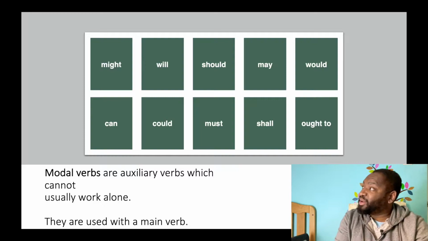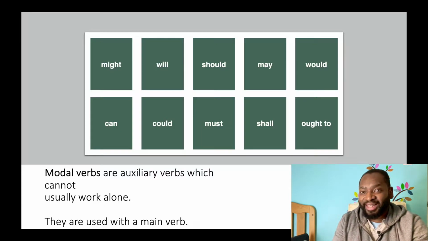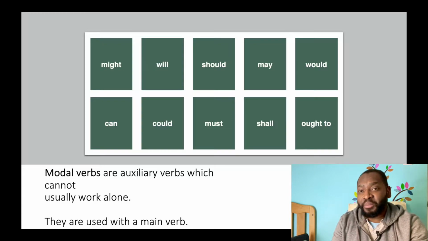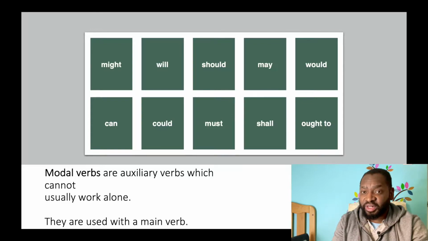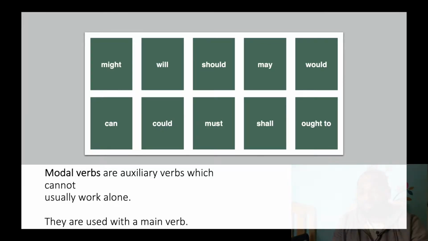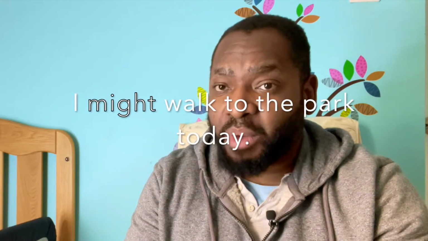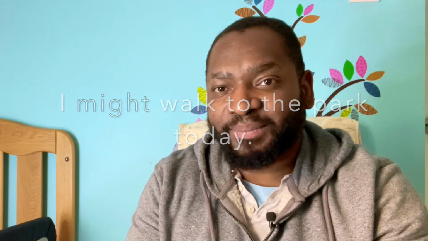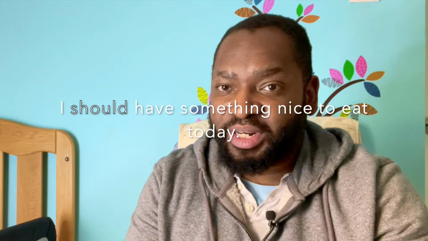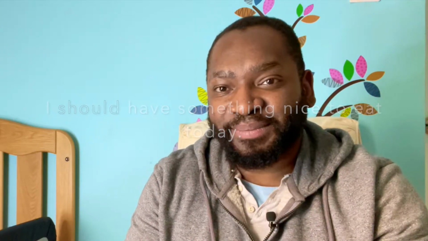So here are some examples of modal verbs. You've got might, will, should, may, would, can, could, must, shall, and ought to. Now remember, these are all auxiliary verbs that are used with the main verb. Here's an example. I might walk to the park today. I should have something nice to eat today.